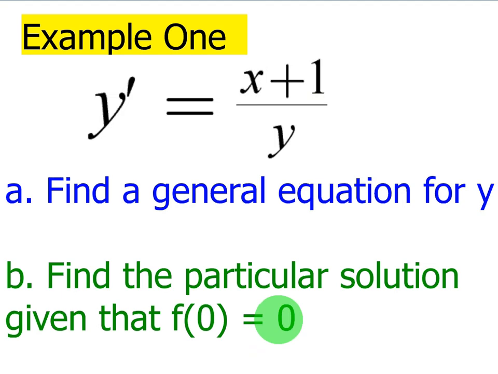So that's it for this first example. We found both a general equation and a particular solution at 0, 0.